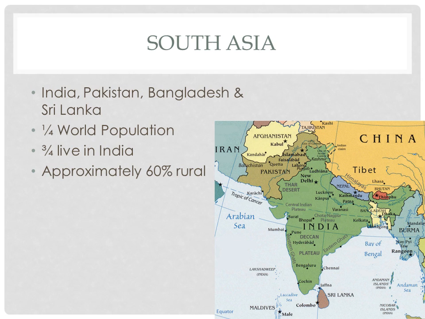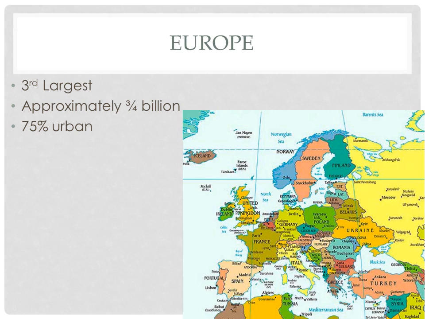Right? Now, this particular agglomeration is about 60% rural. The last one, East Asia, was about 50%. This one is about 60% of the population living in the countryside.